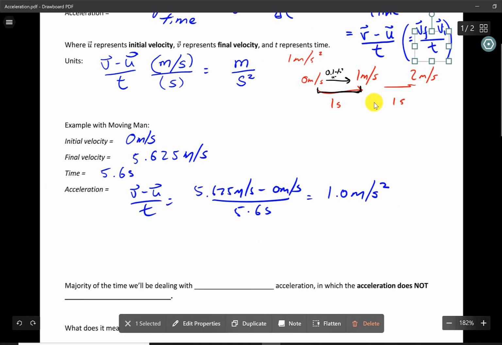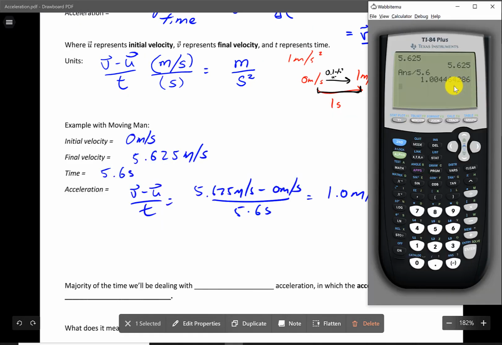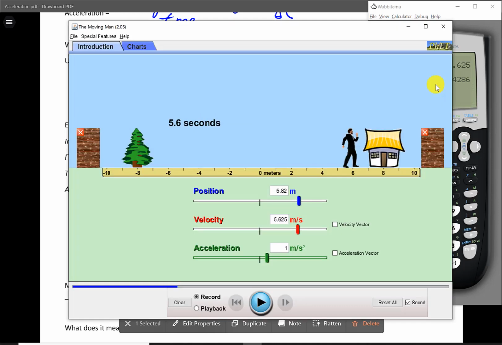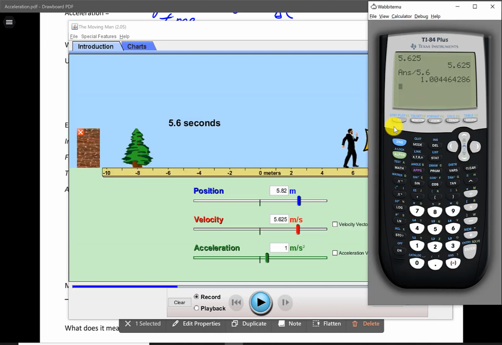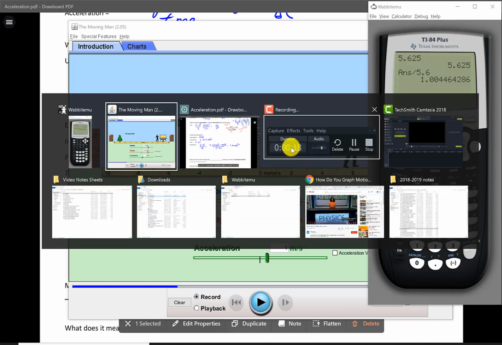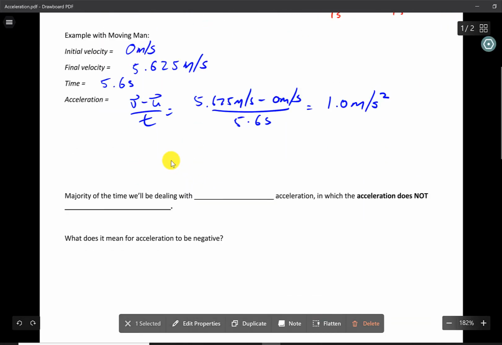So now you might be wondering, oh hey, it's not exactly 1, and yes, you're right. If this time here could have been recorded down to a few more digits, significant figures, perhaps we would get a closer value to 1. Okay, so that's how you would use it.